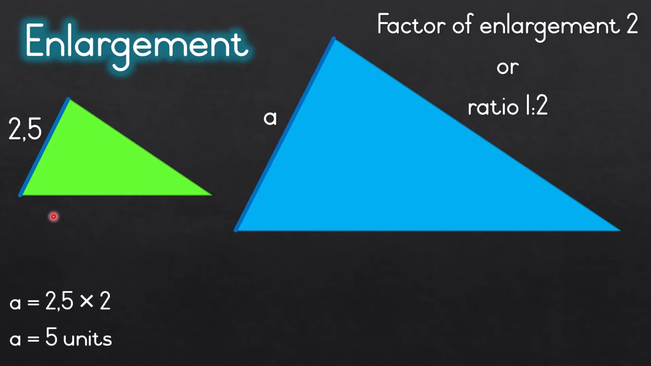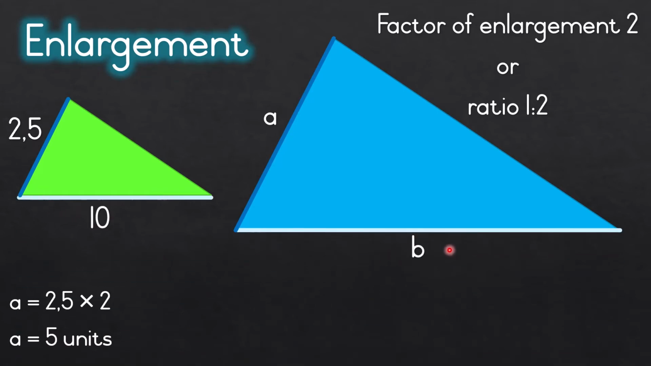Let's look at another side. 10 compared to b. Oh goodness, I already have a b here. So I have to determine the value here. So b is 10 times 2, it gives me 20 units. Sometimes you have to determine the enlargement factor by using one side. So they can tell you that the two triangles are similar, and they can give you the value of two sides that are in relation to each other. Then you can determine the ratio of the two triangles and use that ratio to determine the other sides.